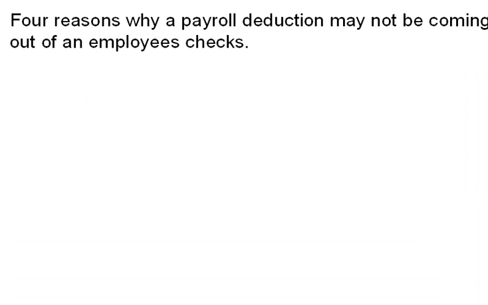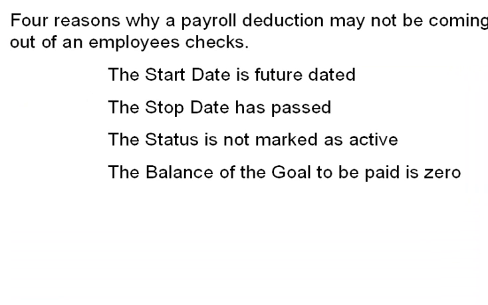So here are 4 reasons why a payroll deduction may not be coming out of an employee's check in Abra, but you see it on the deduction screen. 1. The start date is future dated. 2. The stop date has passed. 3. The status is not marked as active. And 4. The balance of the goal to be paid is 0. Let me show you what I mean.